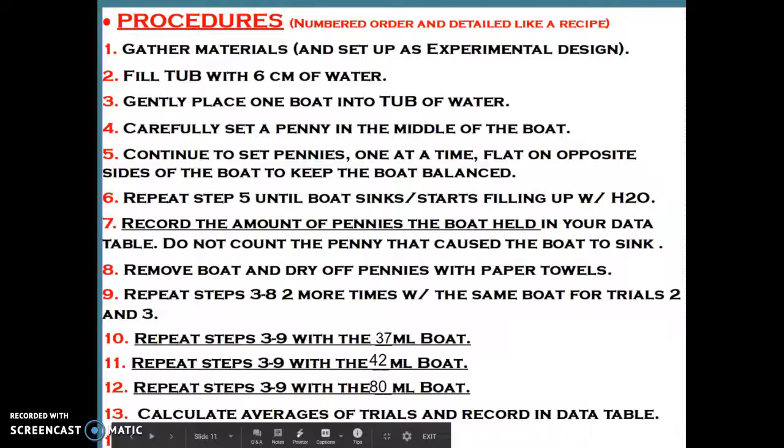So now what we'll be doing is collecting our data for the number of passengers that are held in each of the boats. I will start with my smallest capacity, the 29 milliliter boat, and then I will place the pennies in, step 5, one at a time, flat on the bottom. Then I will repeat those steps for each of the boats 2 more times for trials 2 and 3.